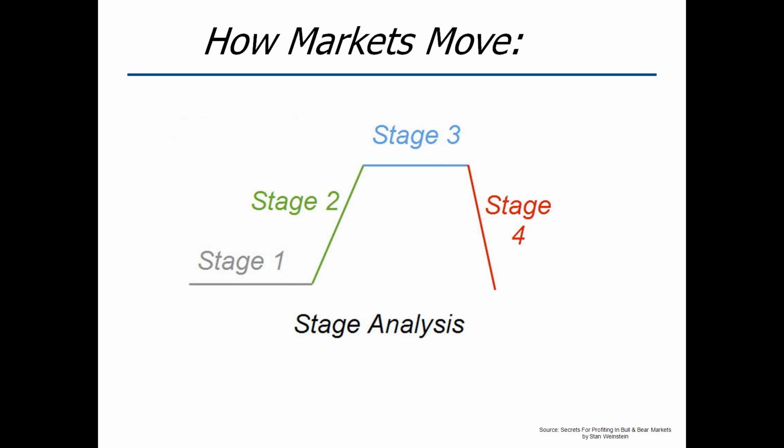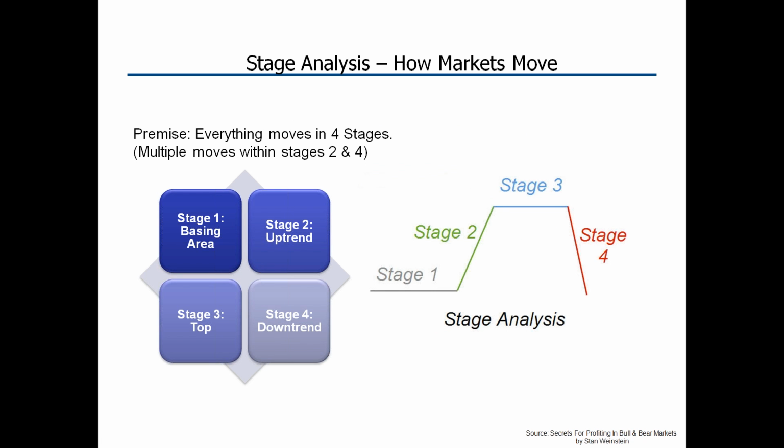You have stage 1, which is the left side here with a gray area, and that's a basing stage typically. And then you have stage 2, and that's the uptrend. Stage 3 is the top, and then stage 4 is the downtrend. And this cycle just happens over and over again, a million times in almost everything that's publicly traded. The premise is that everything moves in 4 steps.